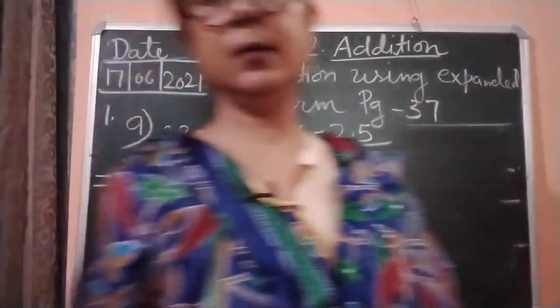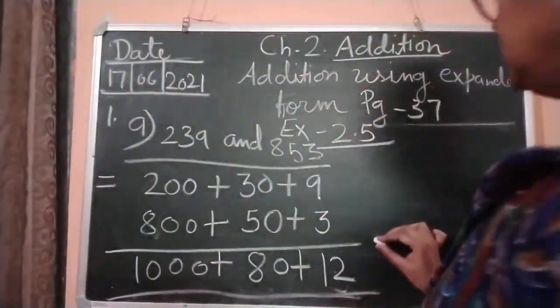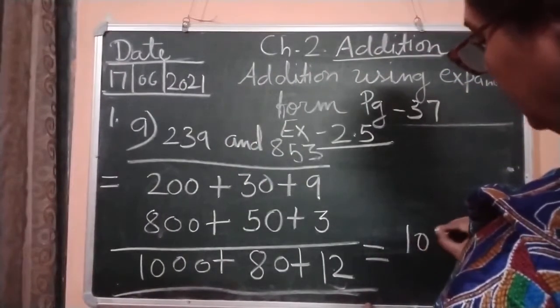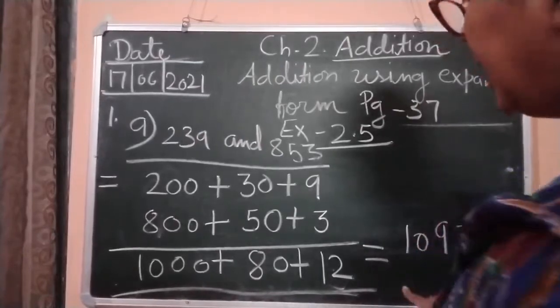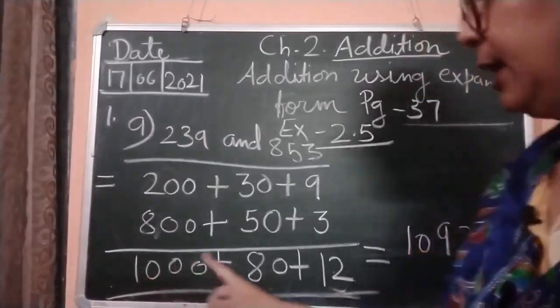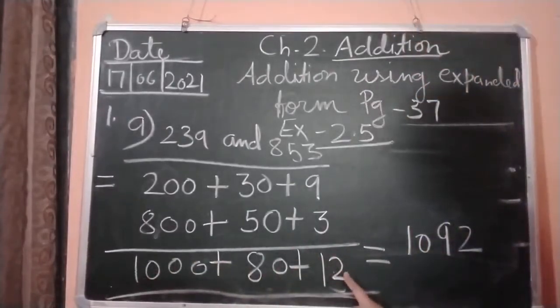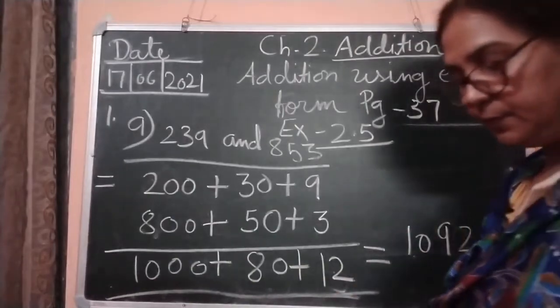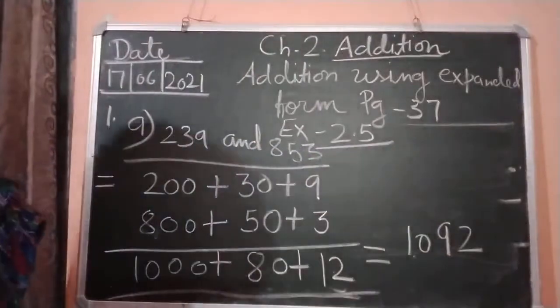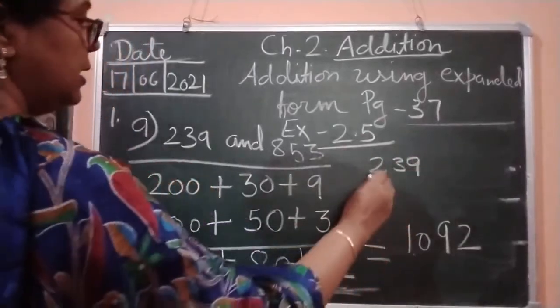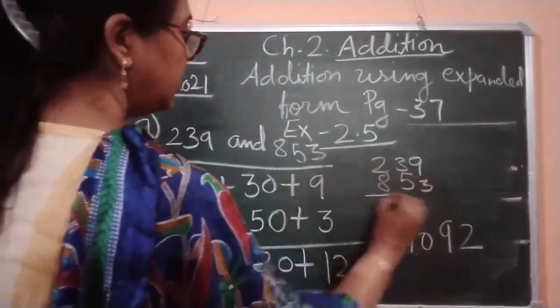So what will we get? The answer of this addition is 1092. Because after adding this, we are just writing over here 1, 0 and then 8. 80 plus 12 is 92. So that is why 1092 is the answer. Okay? And like this you can also do 239 and 853. You just recheck your answer.